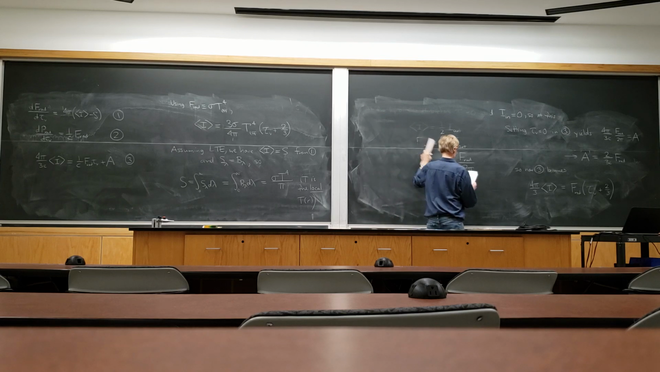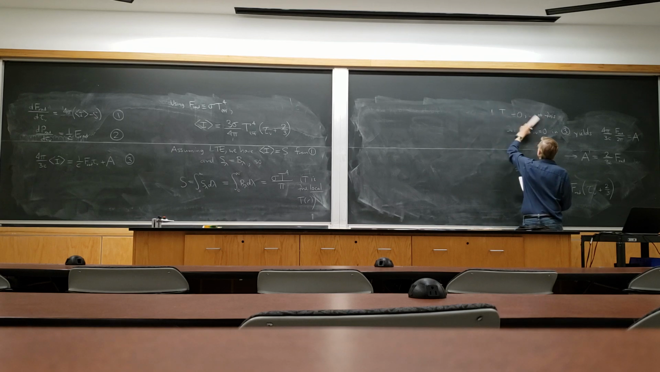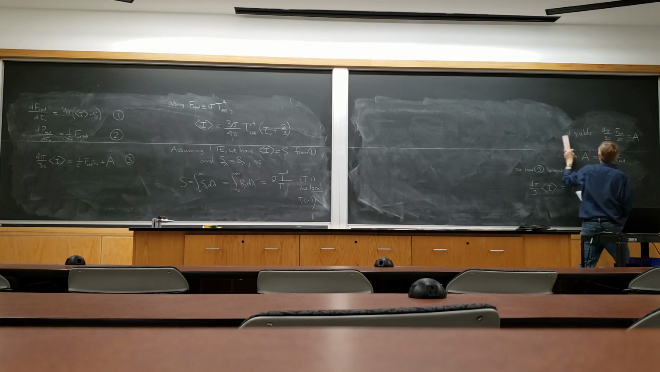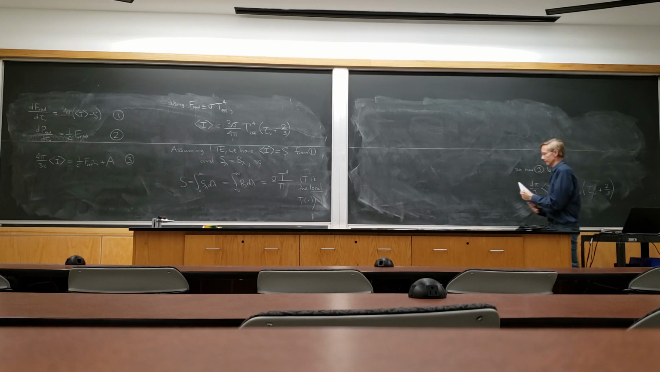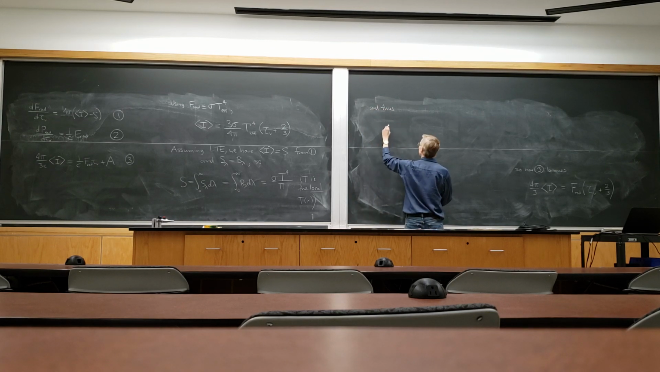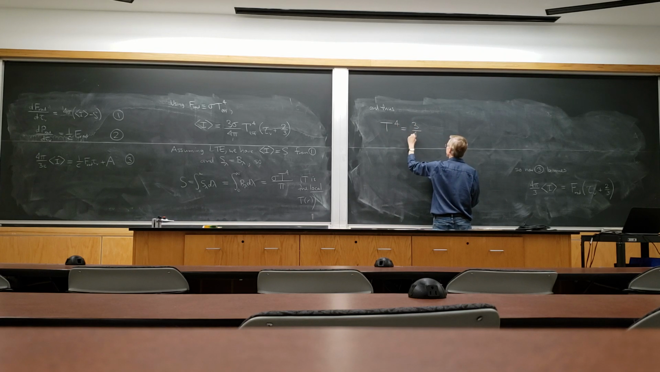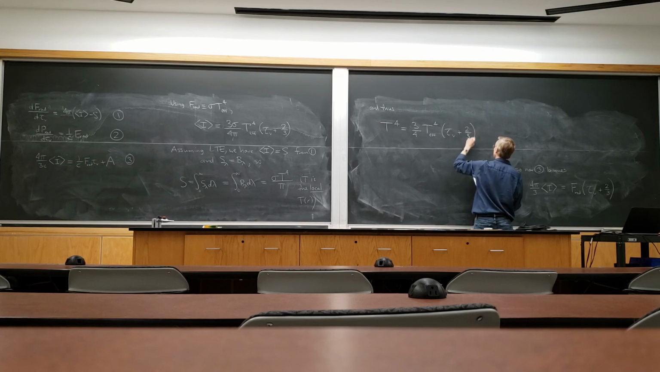And we're about to get the result we've been after. And thus, T to the 4th is equal to 3/4 times TEF to the 4th times tau b plus 2/3.